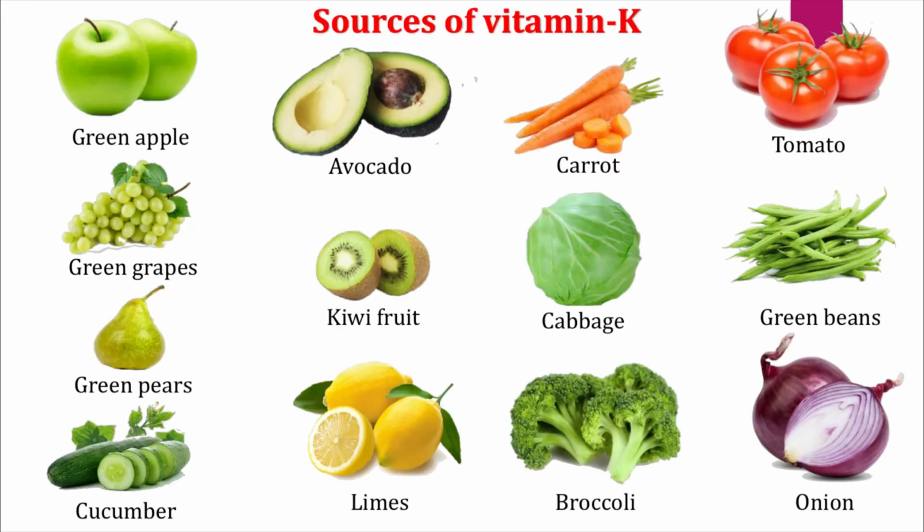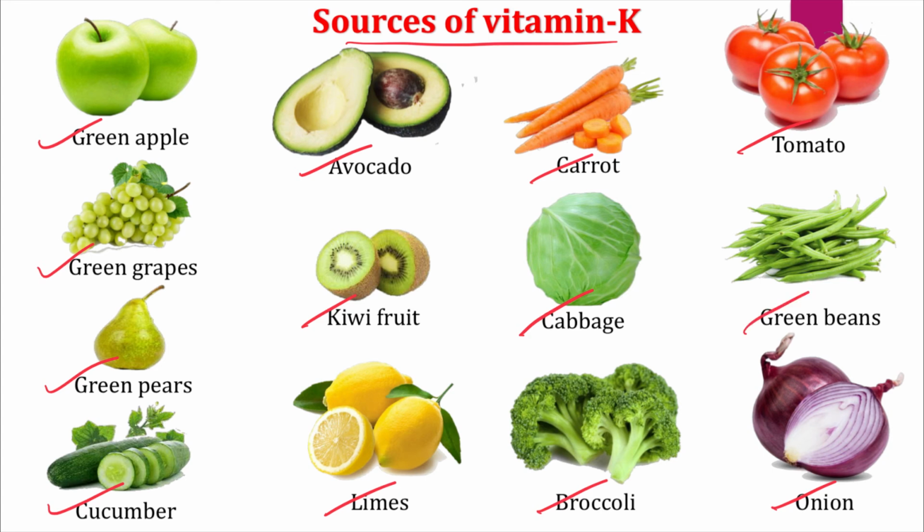So after deficiency of vitamin K, now we will talk about the major sources which are rich in vitamin K. So now see here. The sources which are rich in vitamin K are green apple, green grapes, green pear, cucumber, avocado, kiwi fruits, limes, broccoli, onion, cabbage, carrot, tomato and green beans. So these are the major sources which are rich in vitamin K. We can take all these sources in our diet to replenish the deficient vitamin K stores, right?